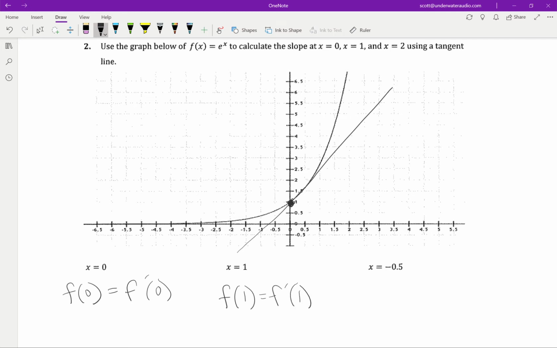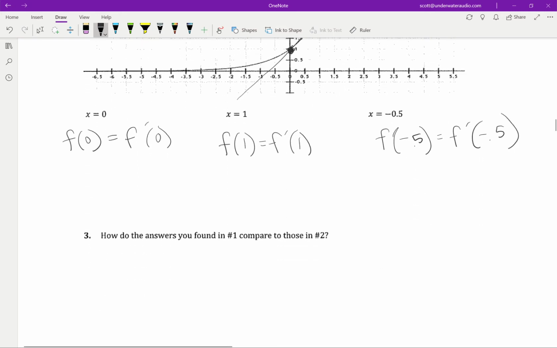So remember, hopefully you're recalling that the derivative is equal to the slope of the tangent line. So this is pretty cool. F of negative 0.5 is equal to f prime of negative 0.5. So they're the same.